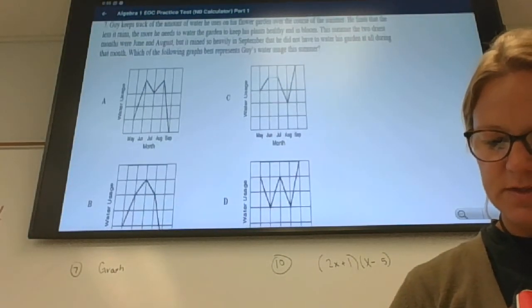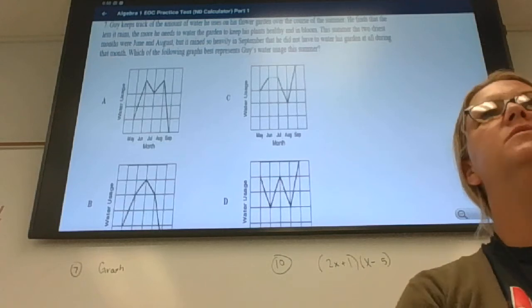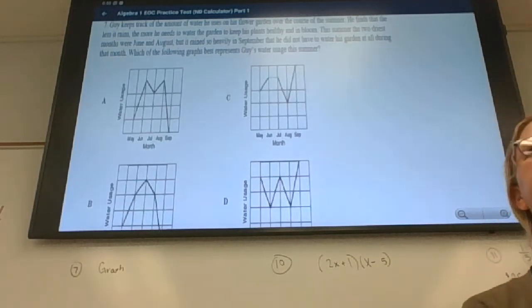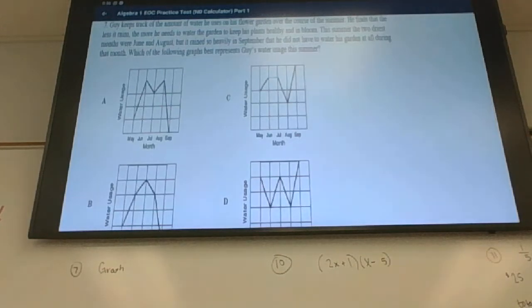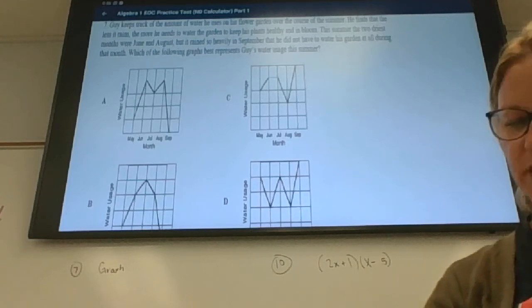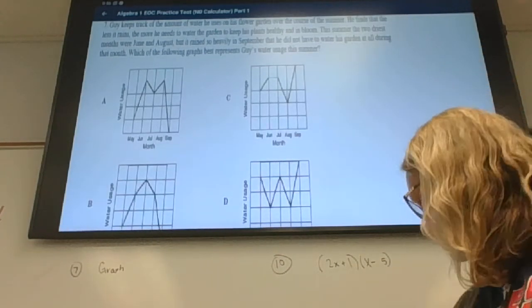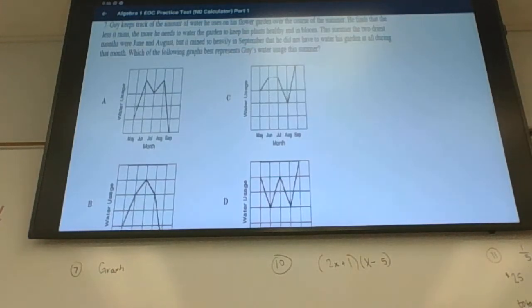Okay, we did this problem. We were talking about the taxi driver who picked up somebody, and we drew this. Remember, the taxi driver stopped for 3 minutes, then gradually increased, drove steadily, stopped for 10 minutes. Remember that? Okay. A guy keeps track of the amount of water he uses. He finds the less it rains, the more he needs to water. The summer has the 2 driest months, June and August. So for June and August, he needs a lot of water.